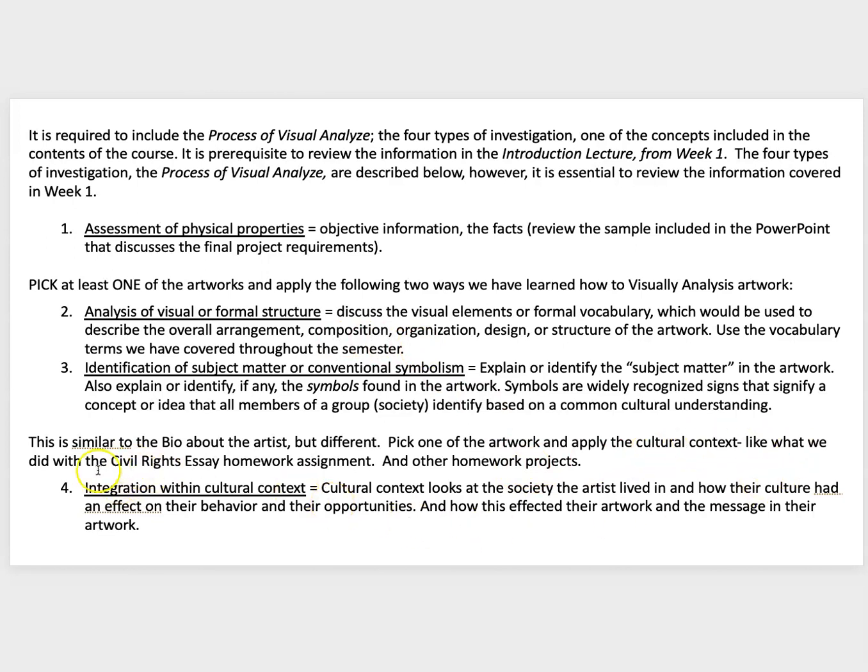We did this with the civil rights essay. So what was happening when whatever artist you choose was making the work? What was going on in the part of the world that they were living? How was something in that time of history possibly influencing that artist's work? So I hope that makes sense. Again, you can always email me if you have any questions.